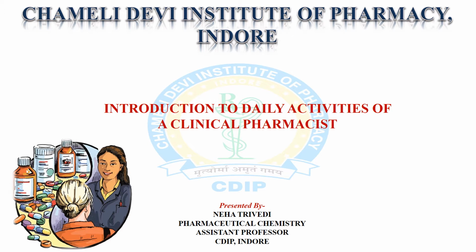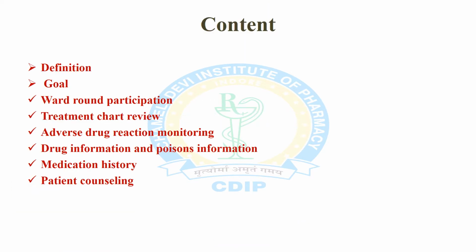In this session, we are going to discuss an introduction to the daily activities of a clinical pharmacist. These are the contents of the session: definition of clinical pharmacist, goal of clinical pharmacist, board round participation, treatment chart review, adverse drug reaction monitoring, drug information and poison information, medication history, and patient counseling.